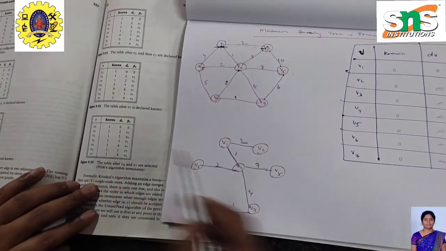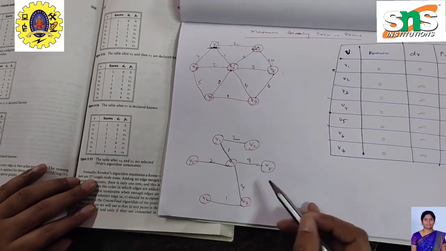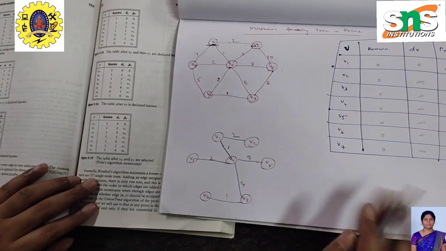While you are updating the table itself, you have to draw this particular line, so that it is easy for us to visit all the nodes with minimum value.